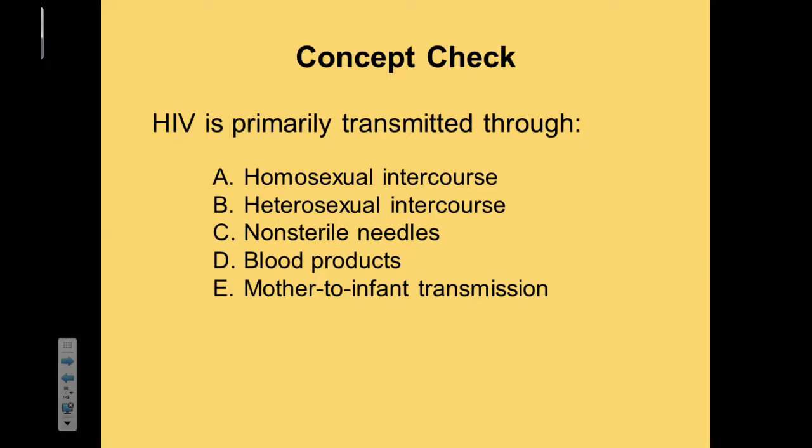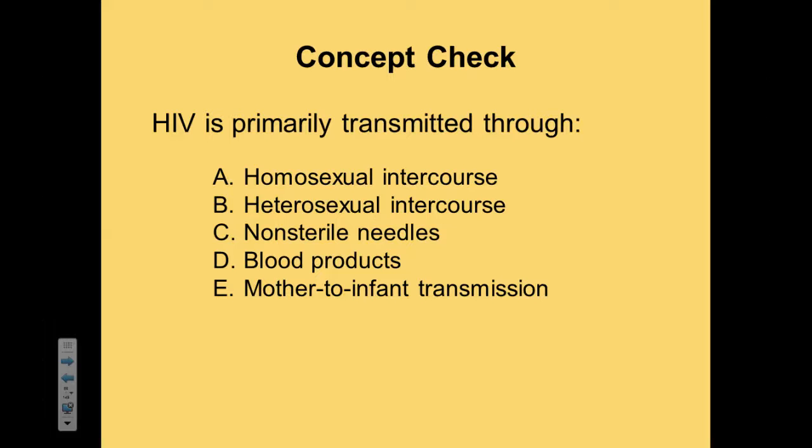So, concept check class. HIV is transmitted primarily through homosexual intercourse, heterosexual intercourse, non-sterile needles, blood products, or mother-to-infant transmission. If you don't know the answer, that's okay. Go ahead and rewind the video and check, or you can flip back in your PowerPoints, or check your textbook. Get me an answer. 5, 4, 3, 2, 1.